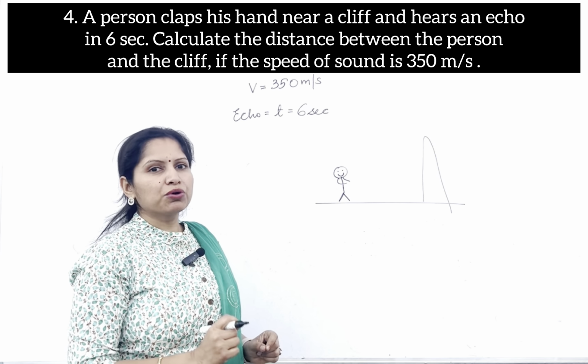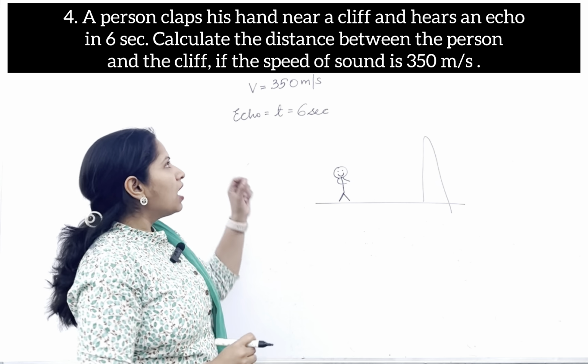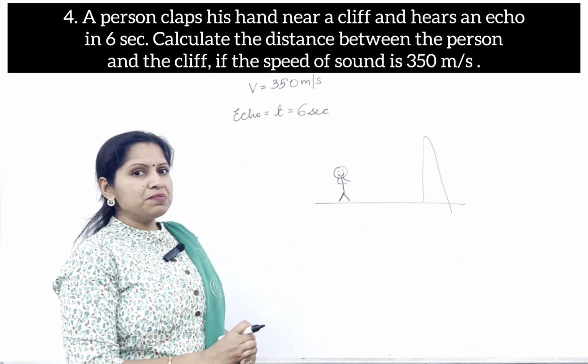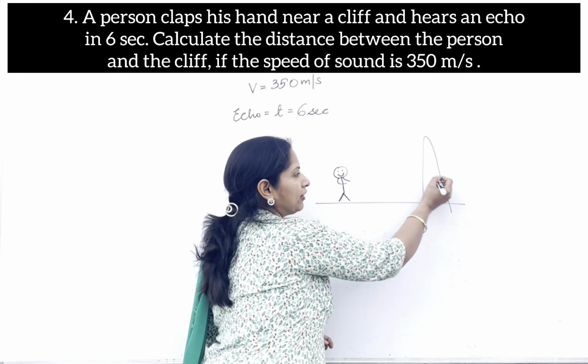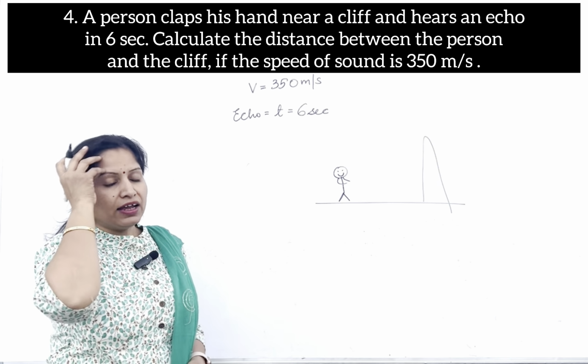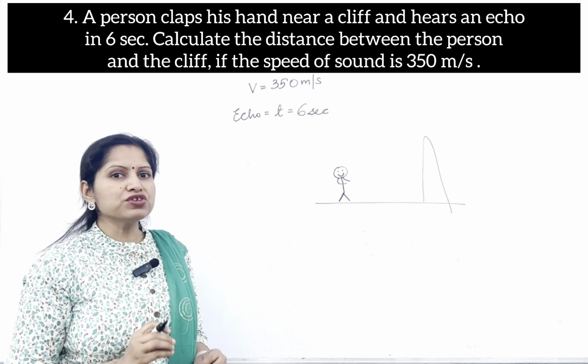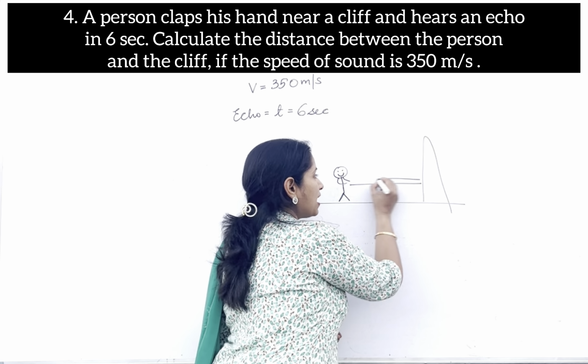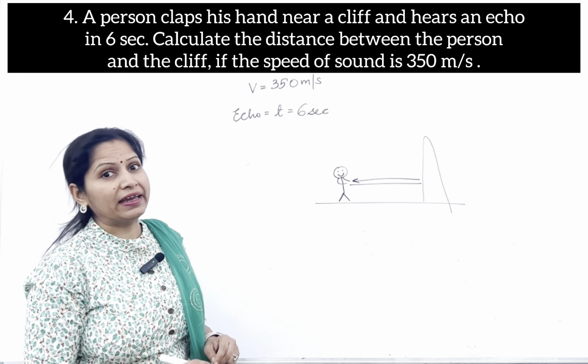6 seconds बाद आपको वो sound wave सुनाई दे रही है. आपको given है कि speed of sound is 350 meter per second. आपसे पूछा है कि आपके और cliff के बीच में ये distance कितना है. एक obstruction से टकराने के बाद वो sound wave लौट रही है और जब वो sound wave आकर वापस आ जाएगी तो आपको वो सुनाई देगी.